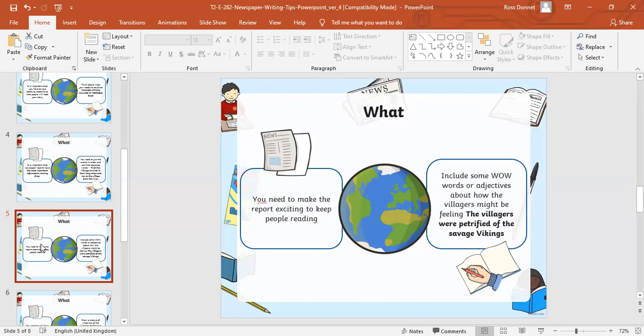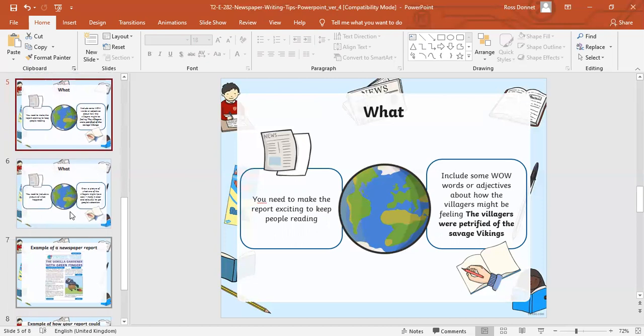You could write about what the Vikings looked like, what they sounded like. There's loads of really good stuff that you can write in this newspaper report about what would happen in a Viking raid. Lots of brilliant writing opportunities for this.